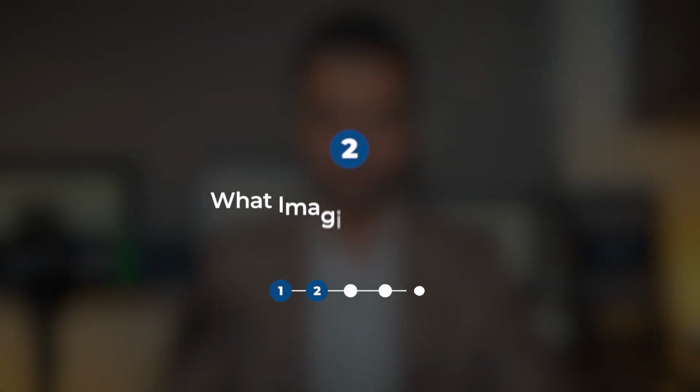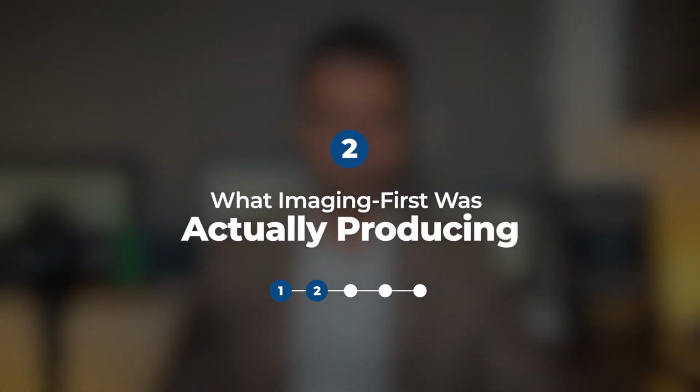And what I started noticing over hundreds of cases was a pattern of outcomes that should have been simple and wasn't. And that pattern is what we need to talk about next. Point number two, what imaging first was actually producing. When I reviewed an MRI and I saw labral tear or significant impingement, my expectation was that addressing those findings would resolve the symptoms. That was the premise. Treat the imaging, relieve the pain.